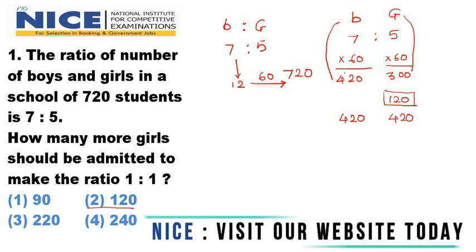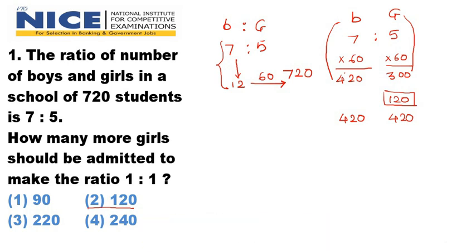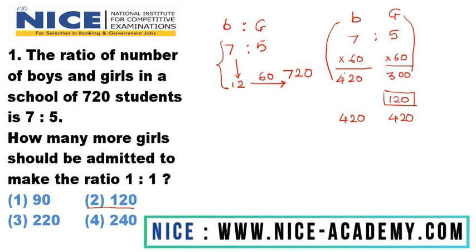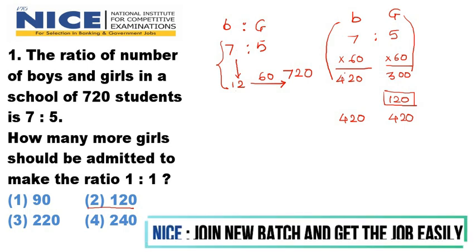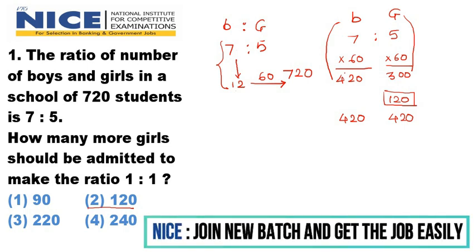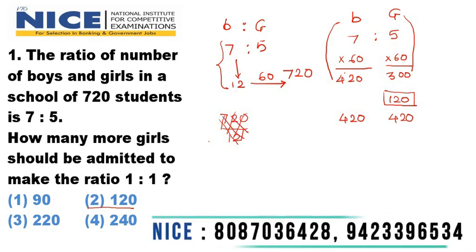Here we are using a very short trick: how many times this ratio is of the total. It is crystal clear that 7:5 gives us a total of 12. The actual total is 60 times the original. How did I get 60? It is 720 divided by 12. It can be done orally. No need of writing it out in such a way to get 60.